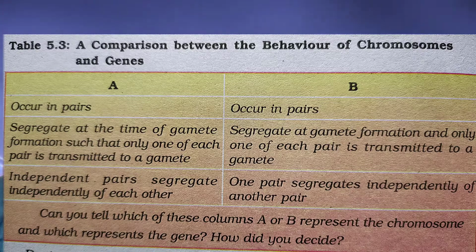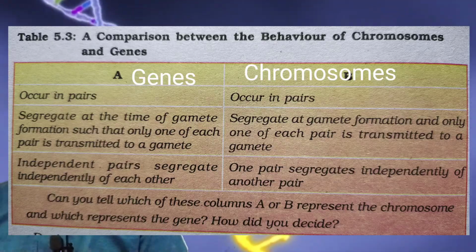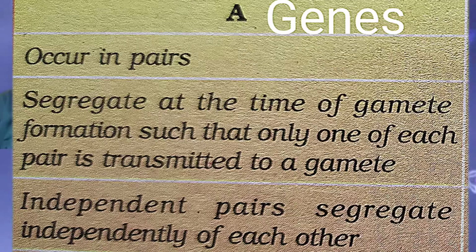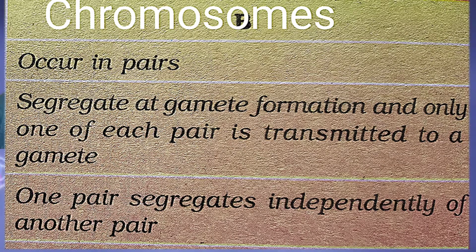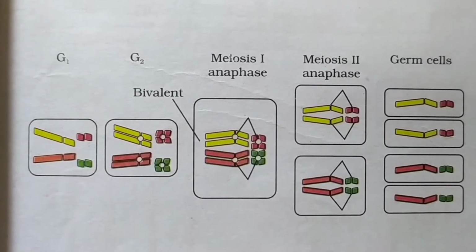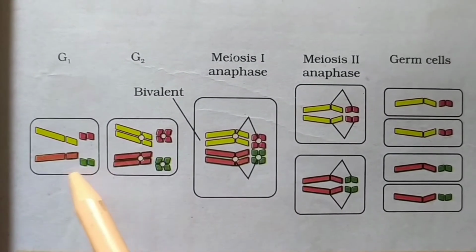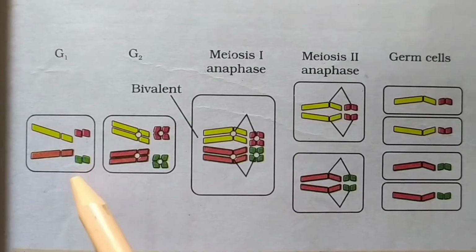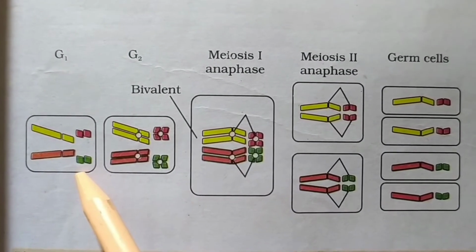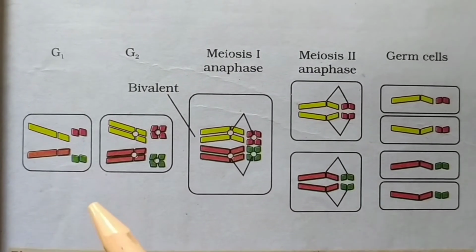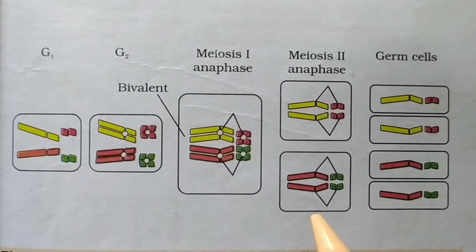Okay, these are comparisons between the behavior of chromosomes and genes. Capital A is a gene, capital B represents chromosomes. This diagram represents the chromosomal law of segregation. Here, two pairs of chromosomes are present: a pair of short chromosomes and a pair of long chromosomes. They are segregated during gamete formation.